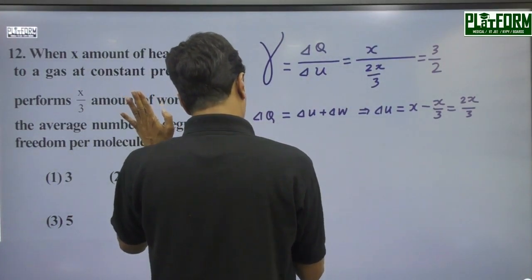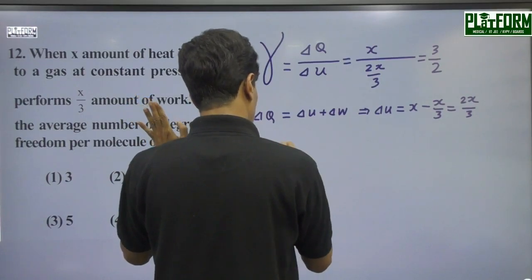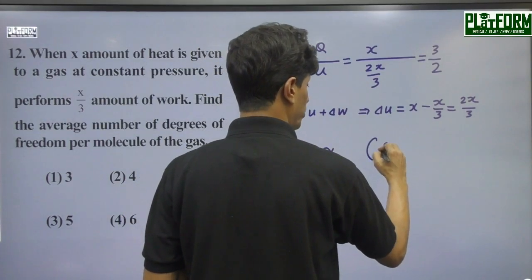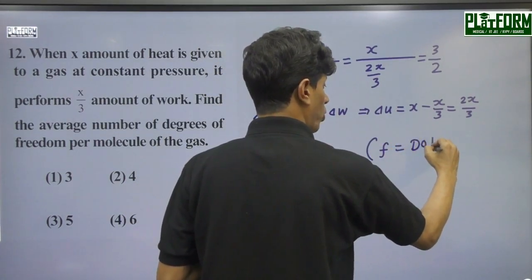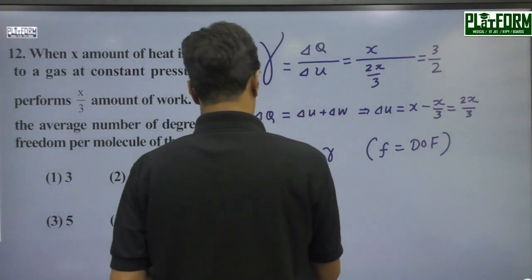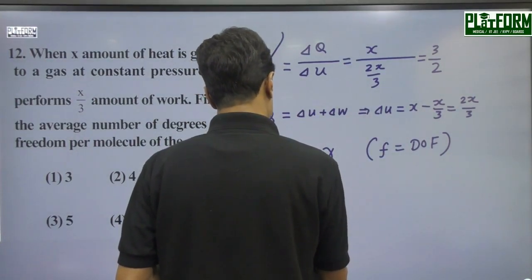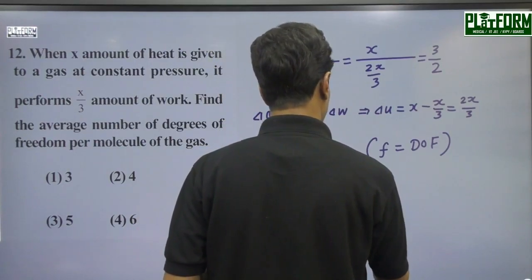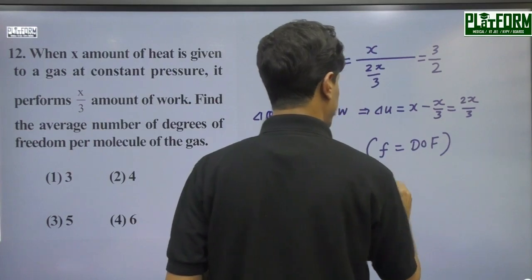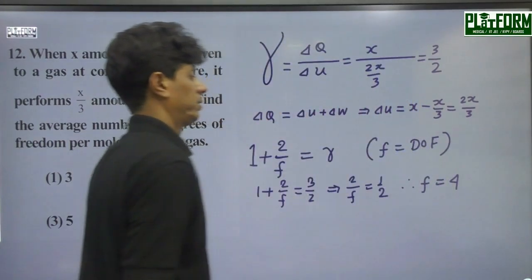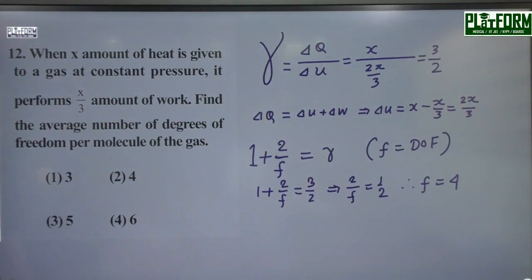And 1 plus 2 by f equal to gamma, where f is the degree of freedom. One plus 2 by f is 3 by 2. Therefore we can write 2 by f is equal to half, and degree of freedom equal to 4. Right option is 2.